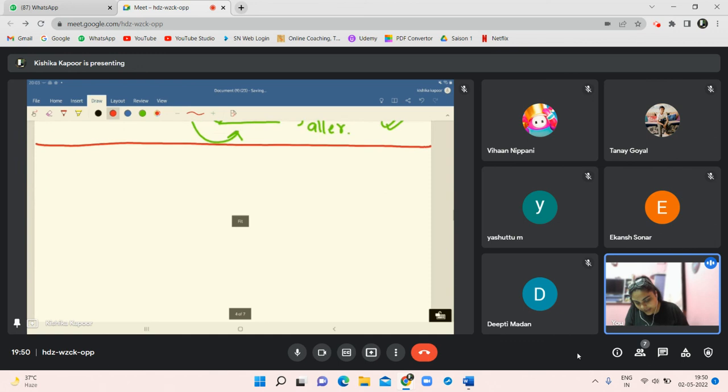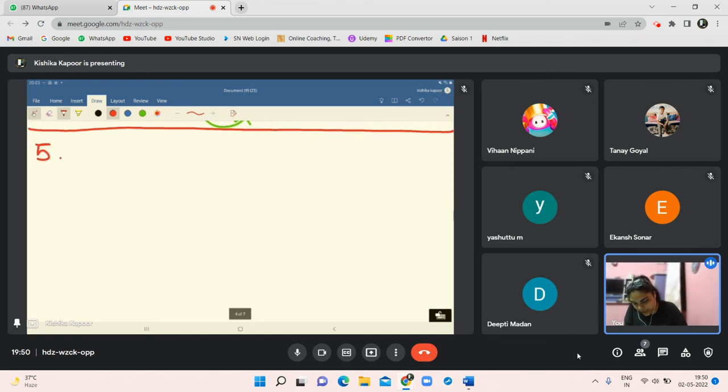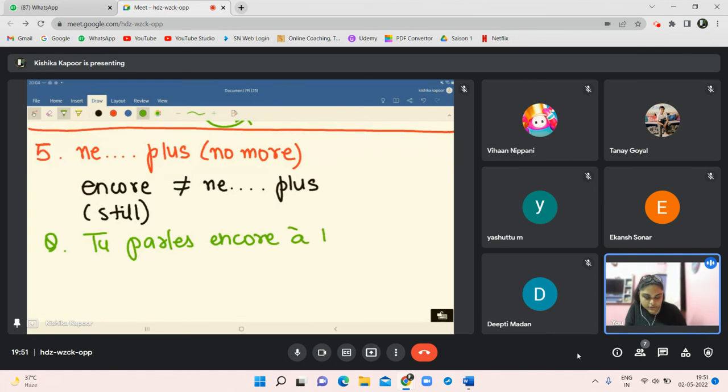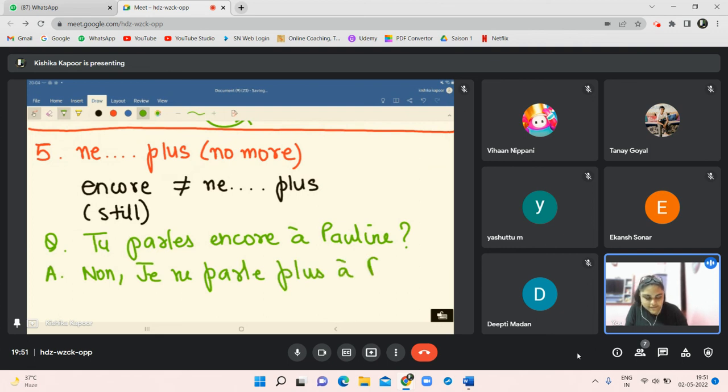After that, the next expression we have after jamais is ne... plus. Okay, understand this correctly. Ne plus basically means no more. Whenever you see that in your question you have encore, your answer comes to be ne plus. So basically encore means still and ne plus means no more. You get a question where it says tu parles encore à Pauline? Do you still talk to Pauline? And you want to say, no, I don't talk to Pauline. I talk to Pauline no more, basically. So you will reply it as no, je ne parle plus à Pauline. Very, very basic. Wherever encore is written, just replace it with plus.